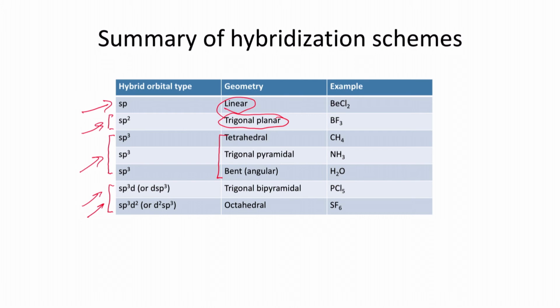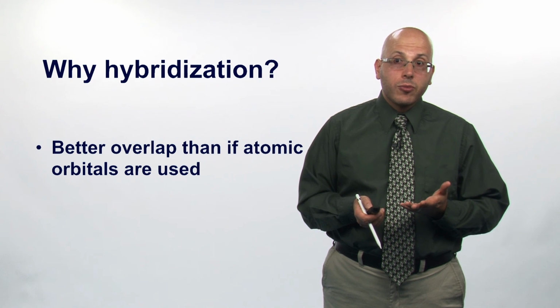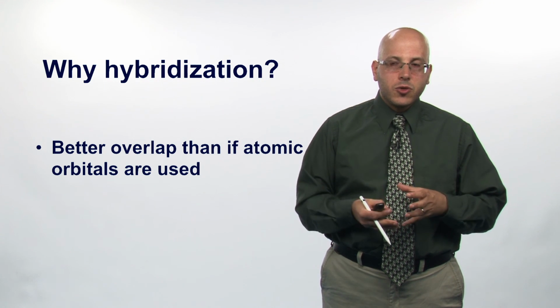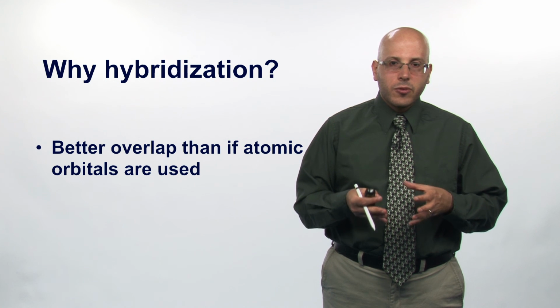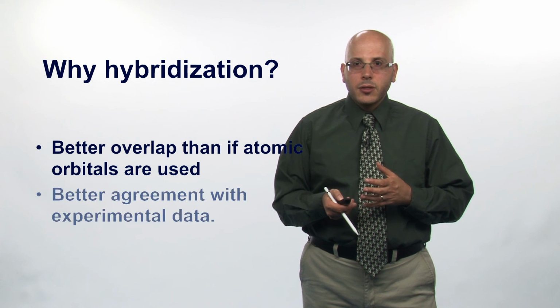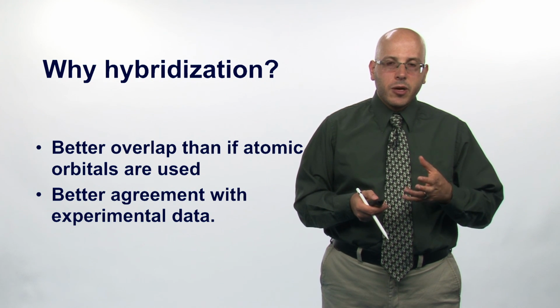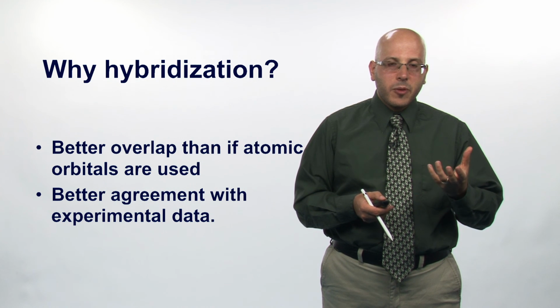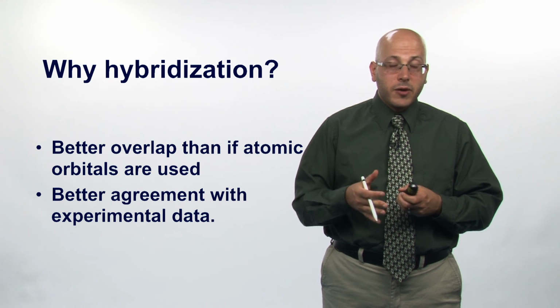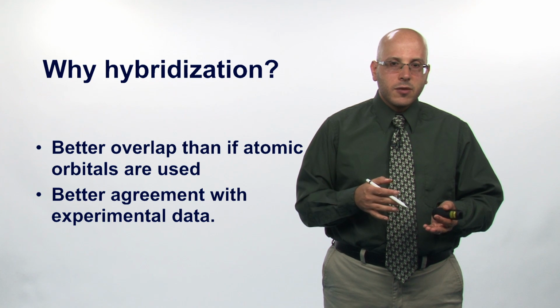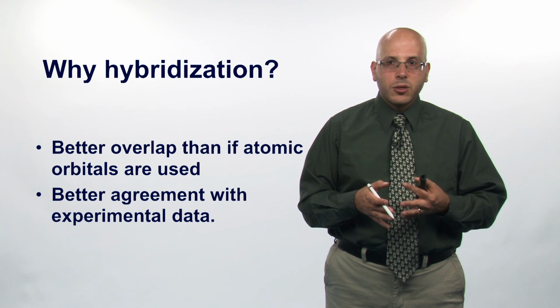After you've seen all this, you might ask yourself, why hybridization? Why are we doing all this and why do we care? Well, a couple of reasons. You get much better overlap than if you use just regular atomic orbitals in terms of making the bonds stronger and having these atoms come together in the first place to make these bonds. And we also have better agreement with experimental data. We can compare the results from experiment and get a much better comparison between that and what we would predict using hybridization, compared to if we didn't have hybridization and just used regular atomic orbitals.